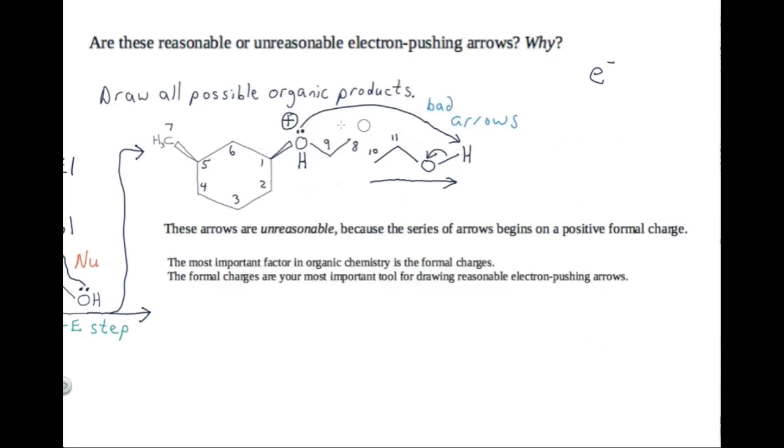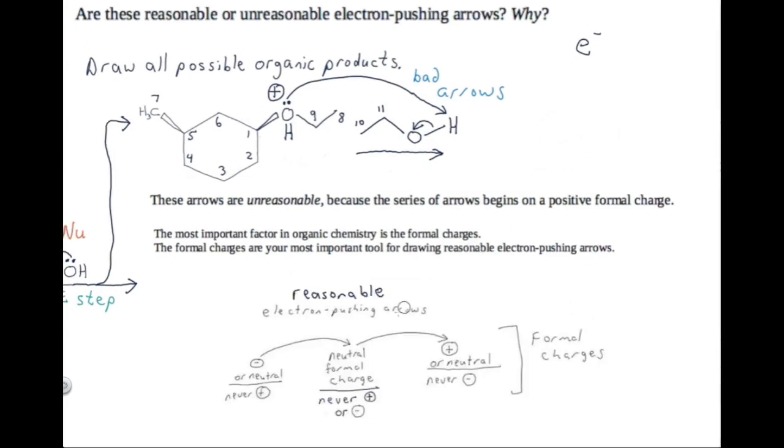This example of bad electron-pushing arrows illustrates that the most important factor in organic chemistry is the formal charges, because the formal charges are your most important tool for drawing reasonable electron-pushing arrows. Here are the rules for using formal charges to draw reasonable electron-pushing arrows.